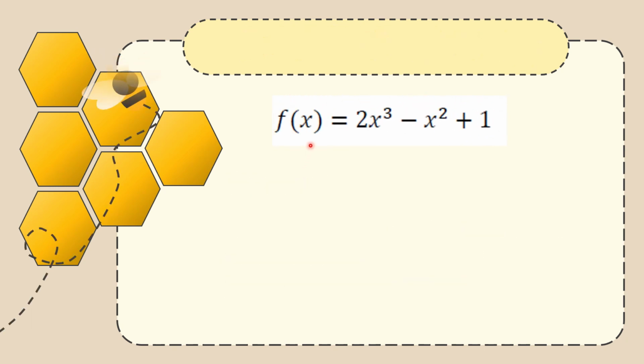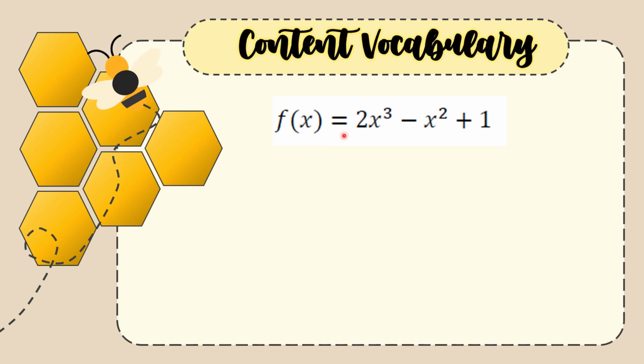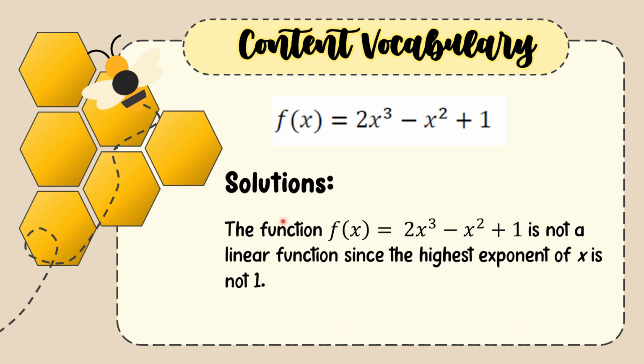The next one we have here is f(x) = 2x³ - x² + 1. As you can see, in the exponents of x, the highest is 3. Therefore, this function is not a linear function. The function f(x) = 2x³ - x² + 1 is not a linear function since the highest exponent of x is not 1, but rather it is 3.